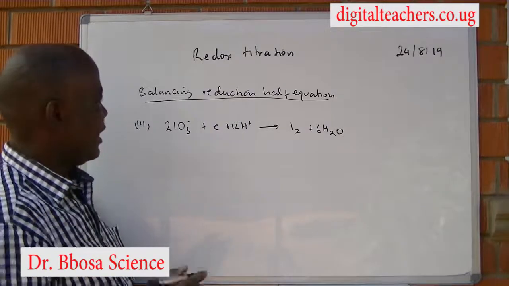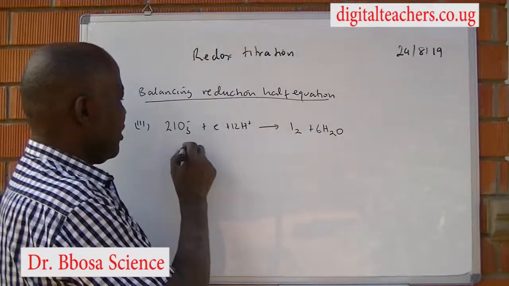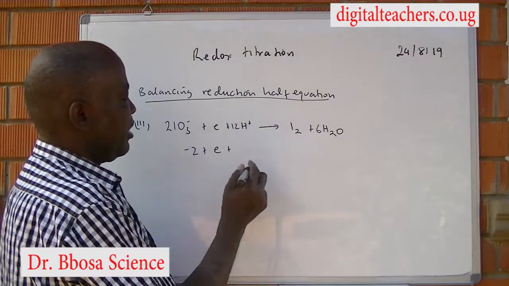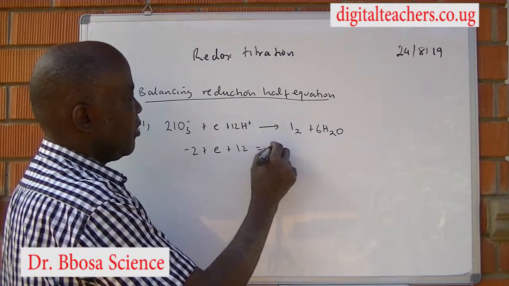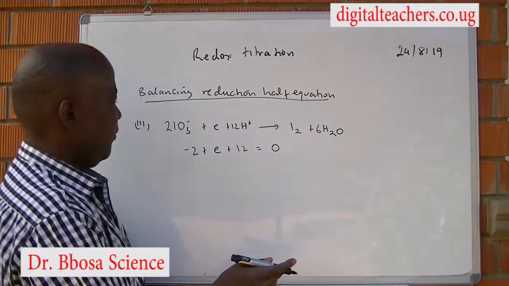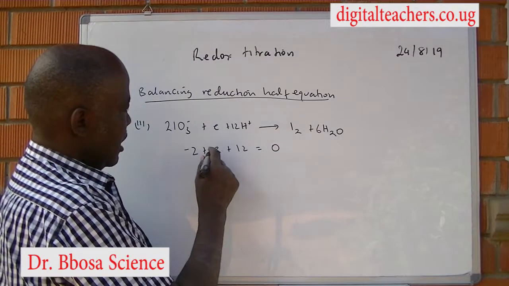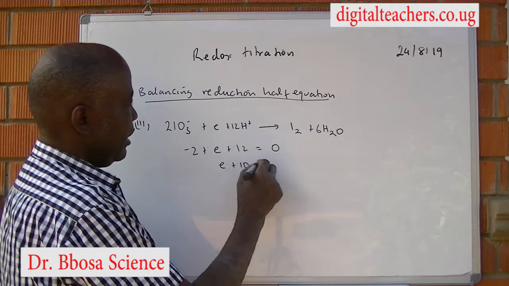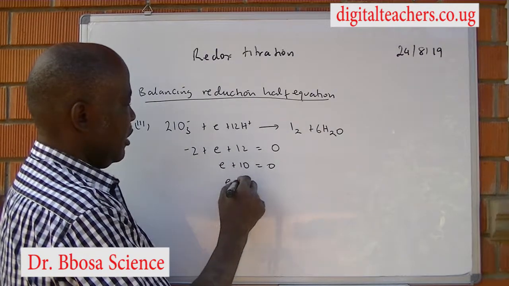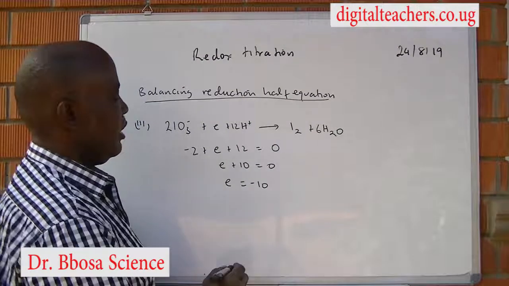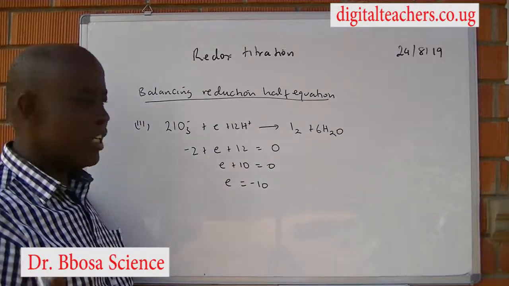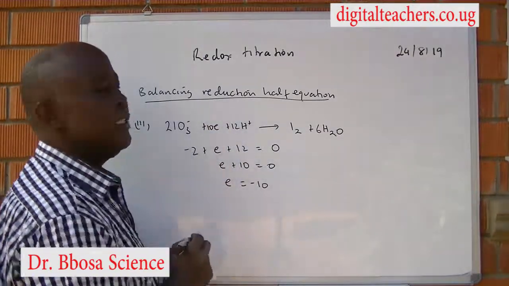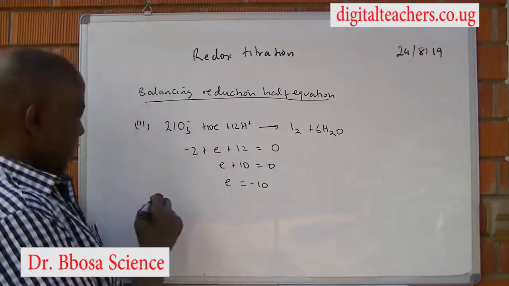Then we balance the charges. 2 times -1 is -2 plus E. 12 times +1, you get 12 is equal to 0 on this side. Then E plus 10 is equal to 0. E is equal to -10. But we say that an electron has got a negative charge. So we put a 10 there. Then 4.